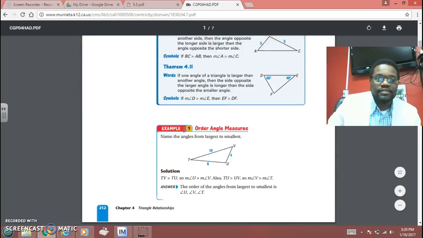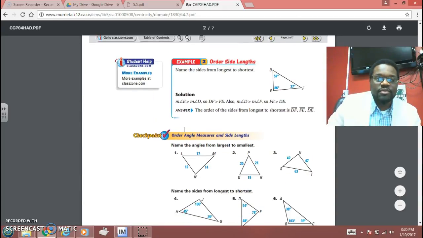Let's take a look at an example. I got this from a book online. Name the sides from longest to shortest. Okay, longest would be side DF. The next one would be side EF, and then the shortest would be DE. You get that, guys? You go in order of the angles: opposite of the biggest angle, opposite of the middle angle, and opposite of the smallest angle.